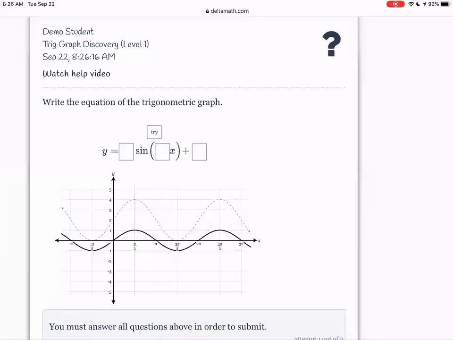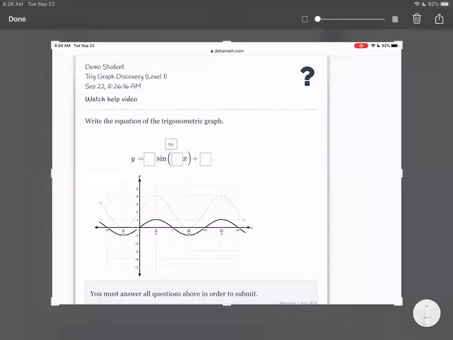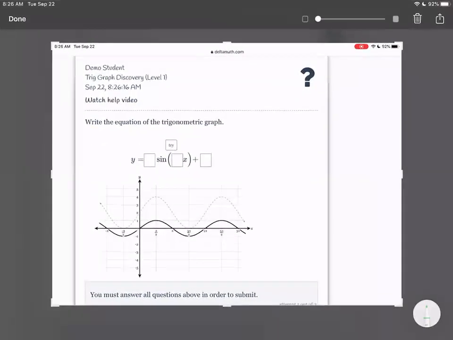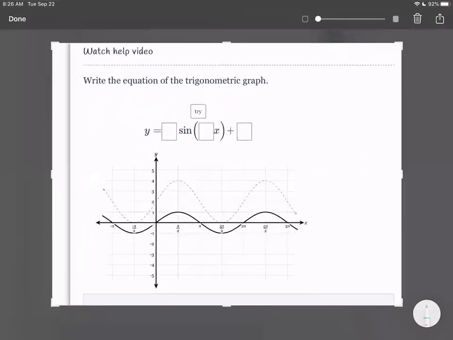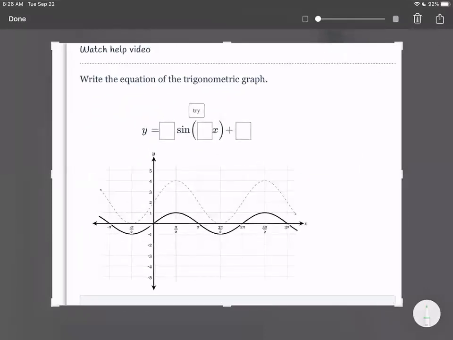All right, so now we are going to write the equation of the trigonometric graph for Trig Graph Discovery Level 1. So let me screenshot this first. We are going to turn all of that stuff that we just learned into an equation.